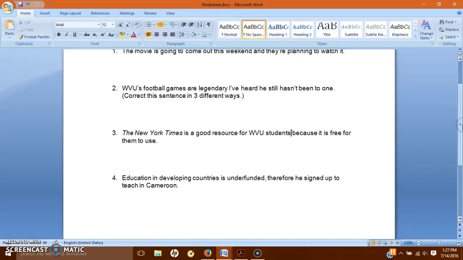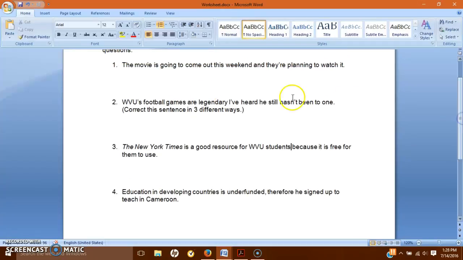So again, don't just throw commas in wherever you think they're appropriate. There are actually rules for this. Let's move up to this one. The movie is going to come out this weekend, and they're planning to watch it. So, how many independent clauses do we have? The movie, so we have 1 subject, is, verb, going to come out this weekend. Complete thought. They, subject, are planning, verb, to watch it. Another complete thought. So we have 2 independent clauses, and they're separated only with a coordinating conjunction. So this was almost exactly like our example for a run-on or fused sentence. The easiest way to fix it is to add a comma here, and now it's correct.